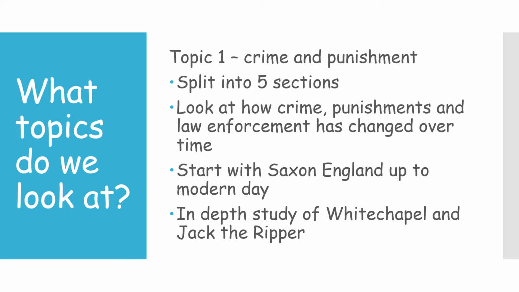So what topics do we look at? Well, we look at 4 topics in total. First topic is all about crime and punishment. It's split into 5 sections. We look at how crime, punishment and law enforcement have changed over time. We start with Saxon England all the way up to modern day. As part of this, we look at an in-depth study of Whitechapel and Jack the Ripper. We look at why the police couldn't catch him and what problems we find from the police force.